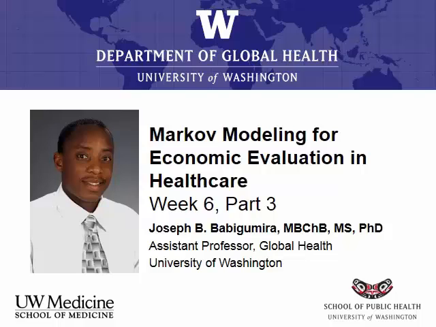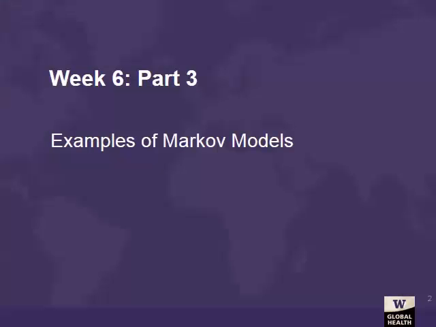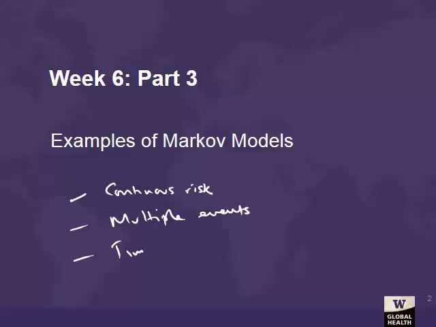In this third and last part of week 6, we're going to look at some examples of studies that have used Markov modeling methods. Just to recap, Markov models are used for stochastic processes, and these are random processes that occur over time, and they're good for applications in which you have continuous risk, you have multiple events or events that occur multiple times over time, and also when the timing of events is important.